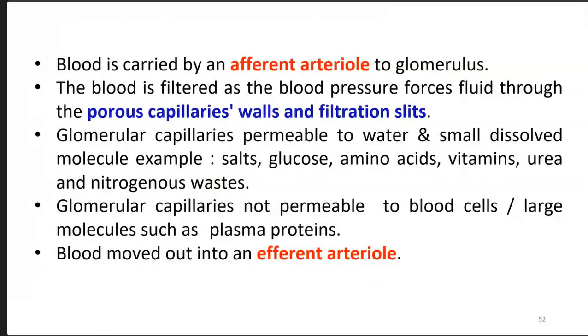Okay, so it says here blood is carried by afferent arterioles. So the afferent arteriole conveys blood coming from the renal artery. You have the renal artery, and then blood flows into the afferent arterioles, into the glomerulus, and out into the efferent arterioles. The blood is filtered as the blood pressure forces fluid through the porous capillary walls and filtration slits. So these are the features of the wall of the glomerulus and also the Bowman capsule. They have pores and filtration slits.